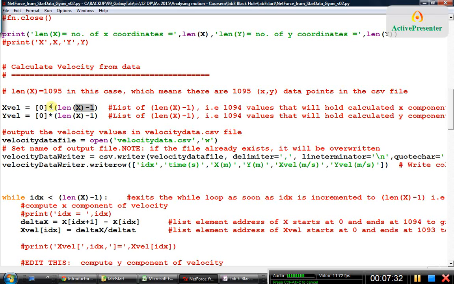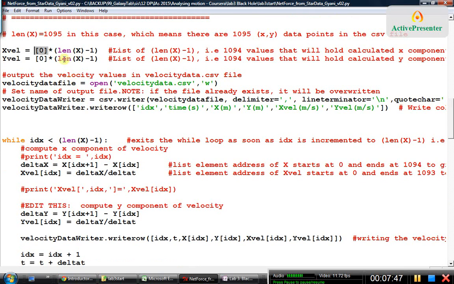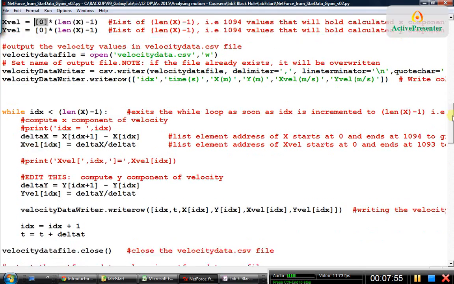So when I multiply this number with the 0, what I get is 1094 rows having 0 stored in them. So the initial values in this list is all 0. Later I will populate it with the actual velocity values. So here I have opened this velocity data file to store the output values from my program.